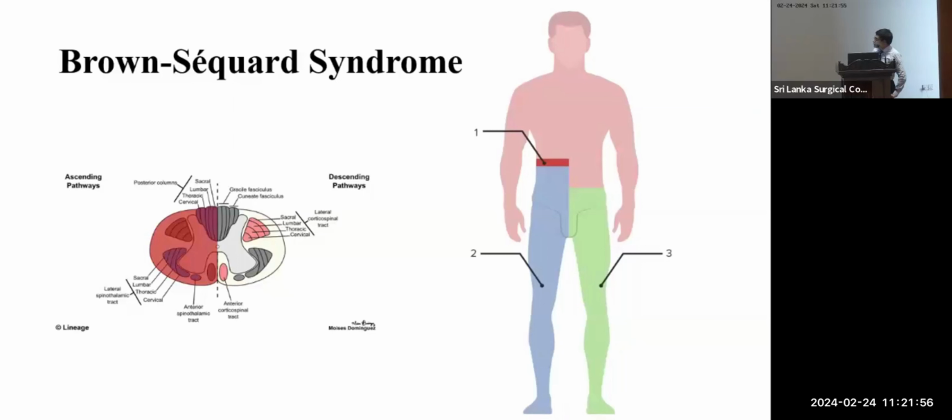And because the pain and temperature sensation takes a couple of segments to cross over to the other side, at the level of injury the patient will have loss of pain and temperature at the same site. And also, because of the impairment of the dorsal column, the patient will have loss of tactile sensation, joint position sense, and vibratory sense at the same site.